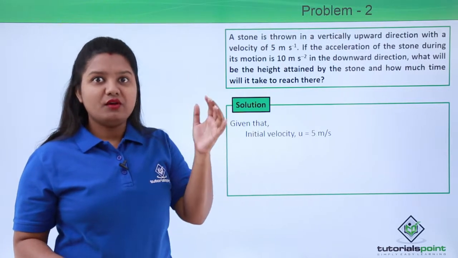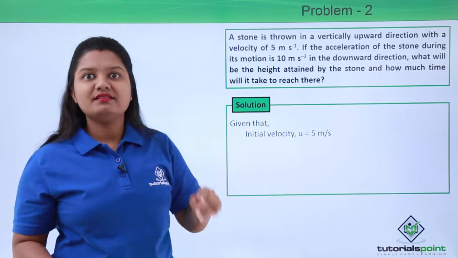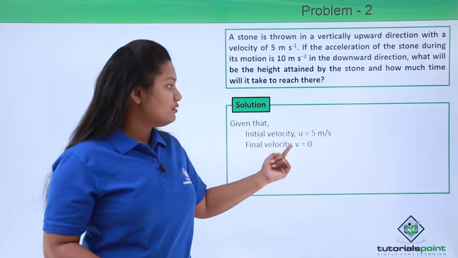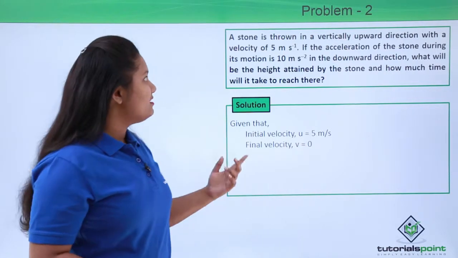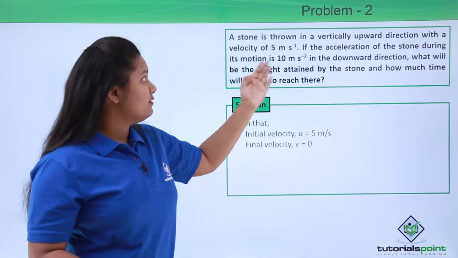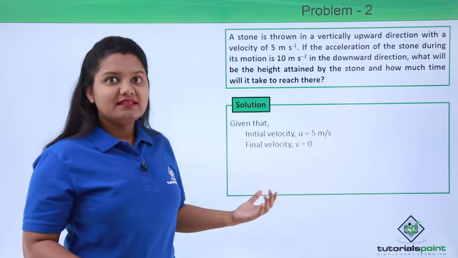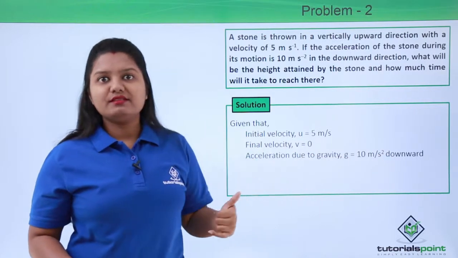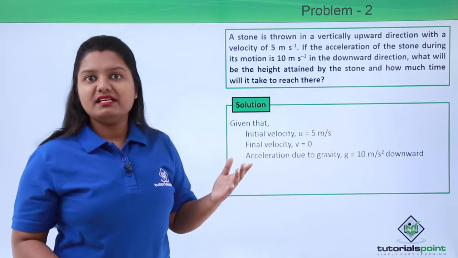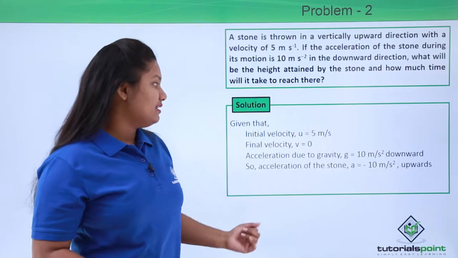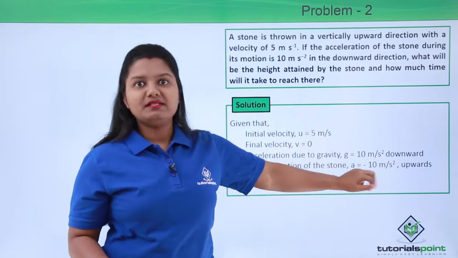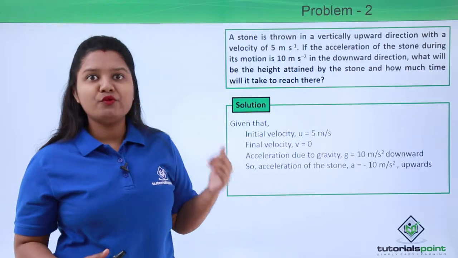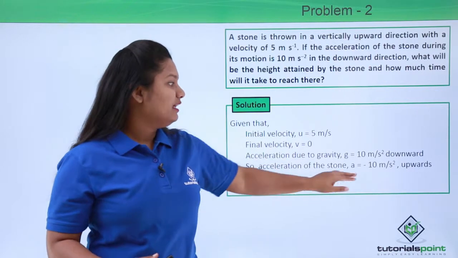So we'll be taking the velocity at that point to be 0 because the stone rests for a while before dropping down. So here the final velocity of the stone will be 0, and the acceleration, which is given to be 10 meters per second square, is the acceleration due to gravity, which is in the downward direction. Since the stone is moving in the upward direction, we'll be taking the acceleration to be negative, which is minus 10 meters per second square. Since the direction of acceleration is opposite to the direction of motion of the stone, we have to take a negative sign here.